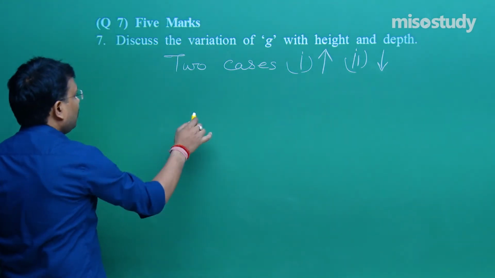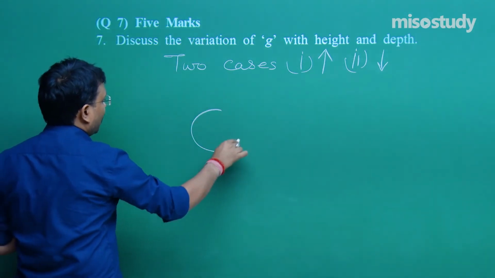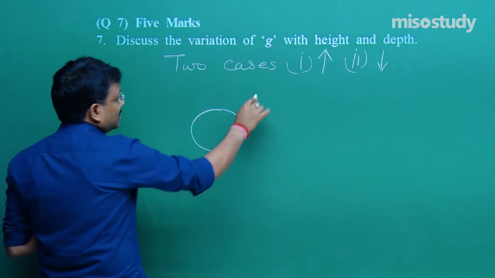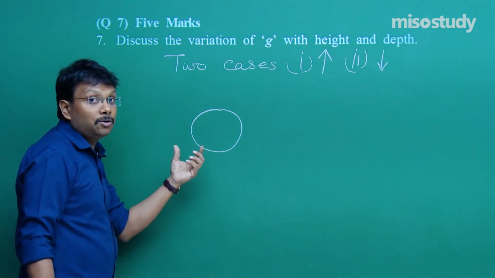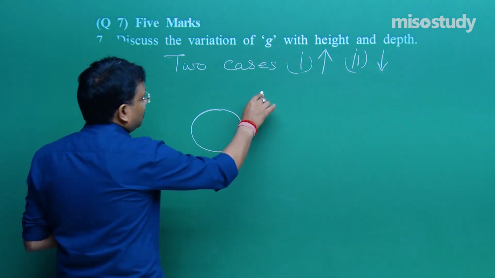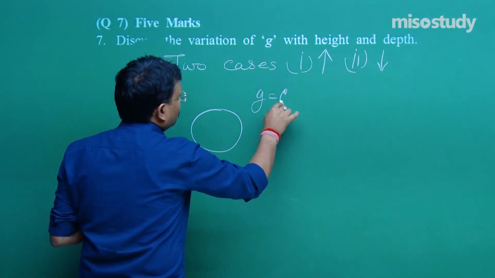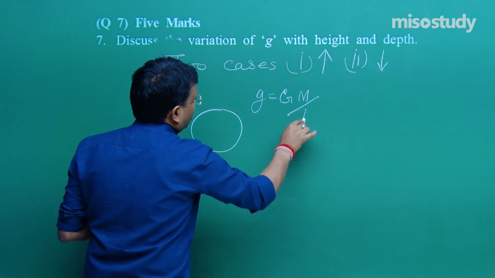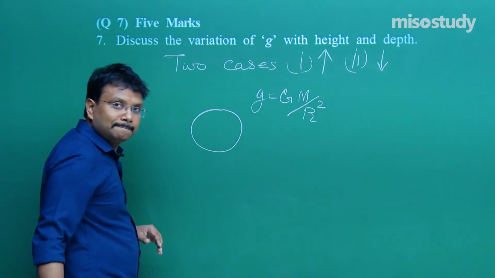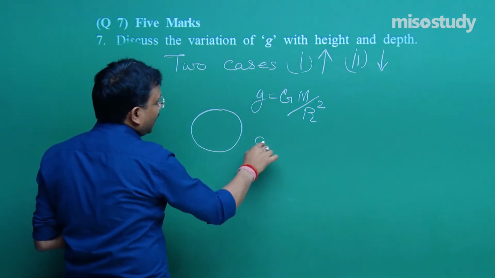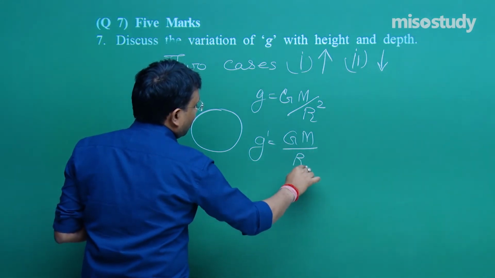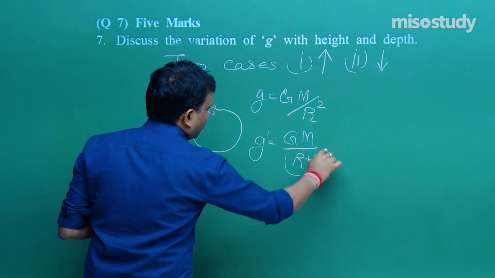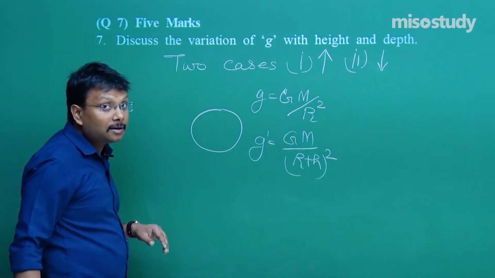Say for example, for height, let us say Earth, fine. So, first is the value of acceleration due to gravity at the surface of the Earth: g is equal to GM upon R square. At any height, g prime is equal to GM upon (R plus h) whole square. Solve it, you will get the result.